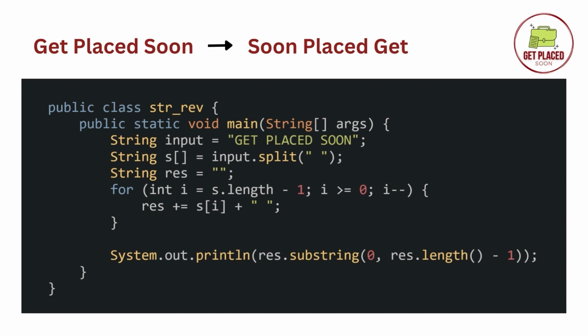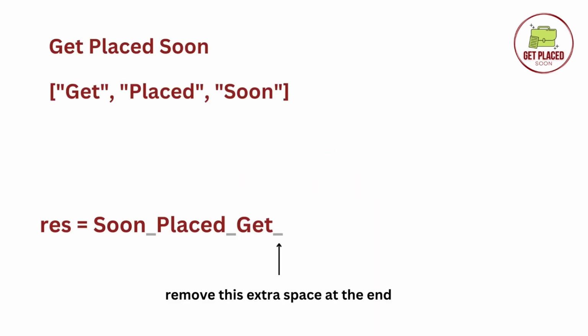Now, once the loop is completed, we remove the extra space at the end. How do we remove it? In the print statement here, we are printing the reversed string excluding the last space. When we discussed earlier, we have soon space, placed space, get space. So what are we doing? We are printing soon, we are printing space, we are printing placed, we are printing space, we are printing get. Till here only we will print.